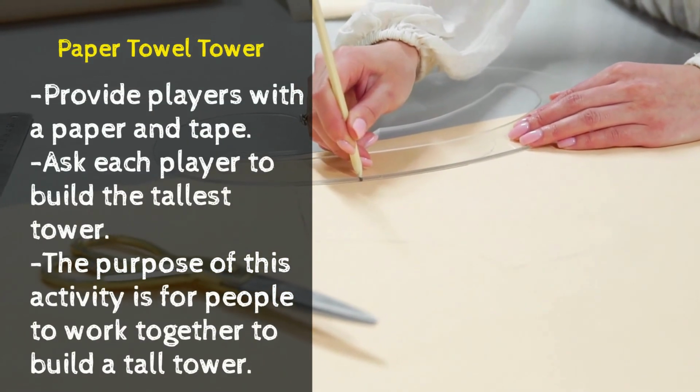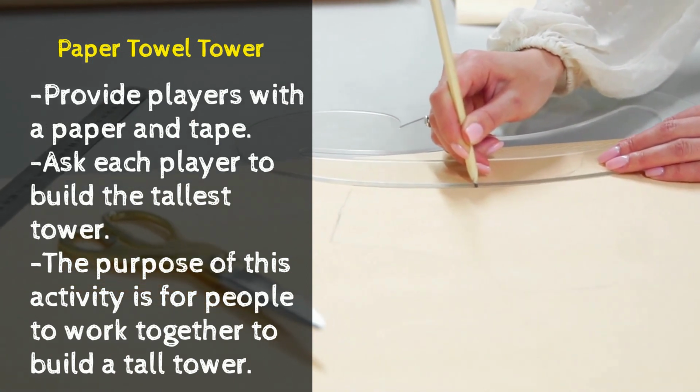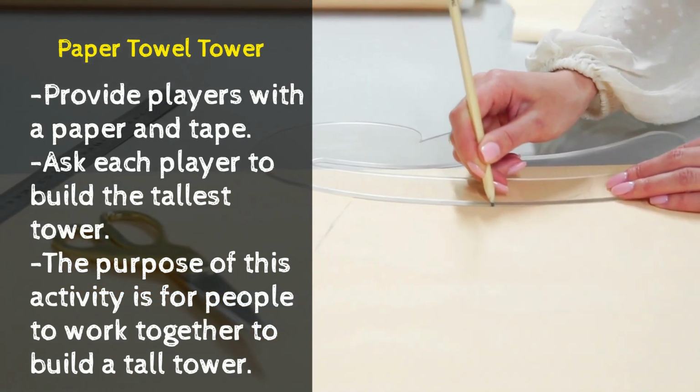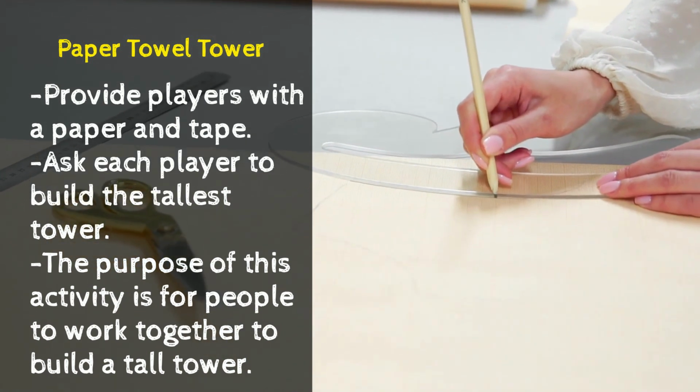The next activity, paper tower. Provide players with paper and tape. Ask each player to build the tallest tower using only paper. The purpose of this activity is for people to work together to build a tall tower cooperatively as a team.